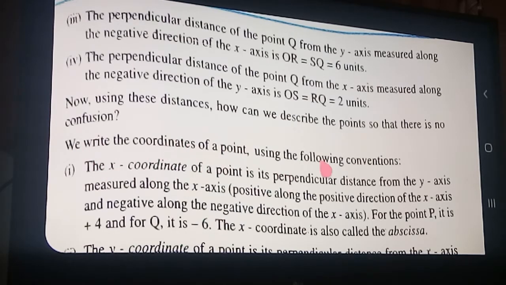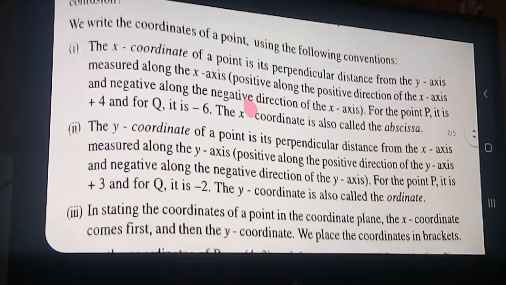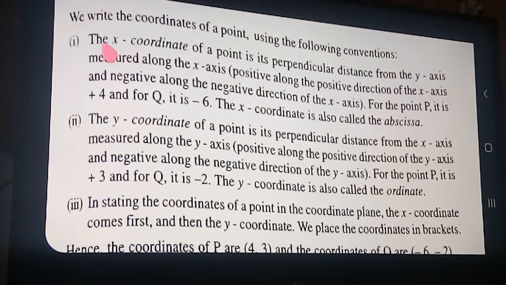The coordinates of a point using the following conventions. That also I explained, but what is written in the textbook, I will explain once more. See here: the x-coordinate of a point is its perpendicular distance from the y-axis measured along the x-axis. And here for the point P, what is its positive 4? X-coordinate. So for the point P it is 4, and for the point Q it came -6. So this x-coordinate we are calling by another name. The other name of the x-coordinate is abscissa.